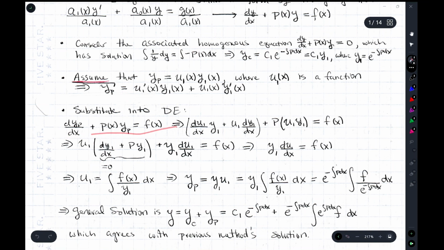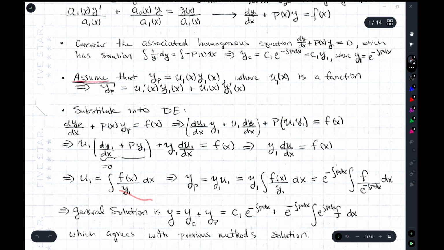And when we do, we get this relation. Now, simplifying, factoring out this u1, we get this term here. Well, that's 0. How do we know that's 0? Well, y1 was the solution to the associated homogeneous equation. So we know that this has to be 0. That's how we found y1. And so we're left with this equation there.